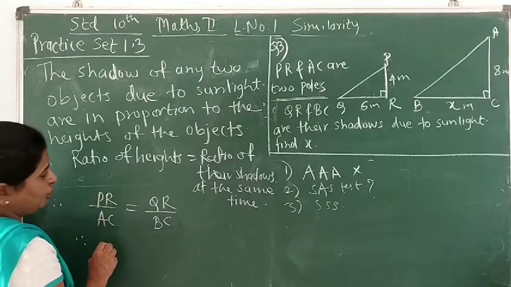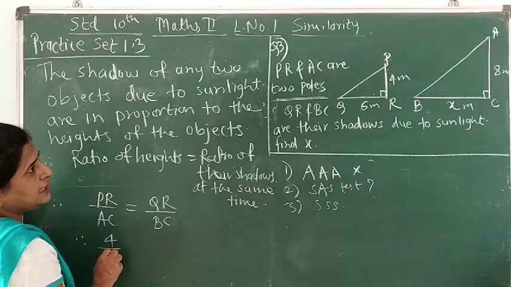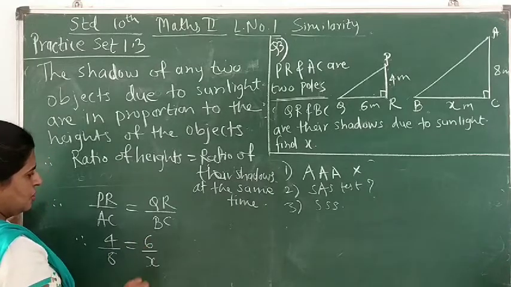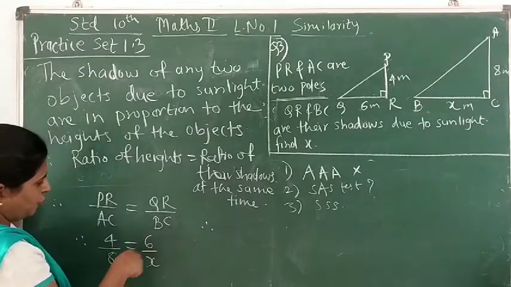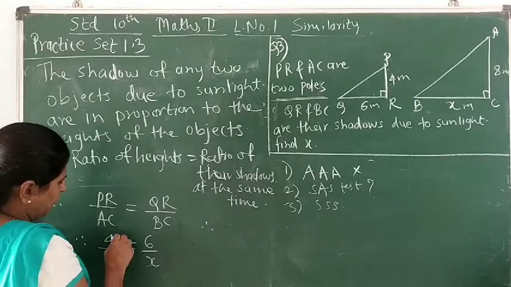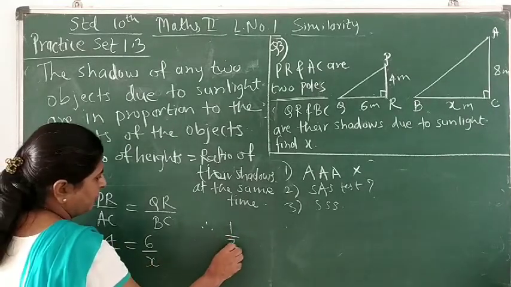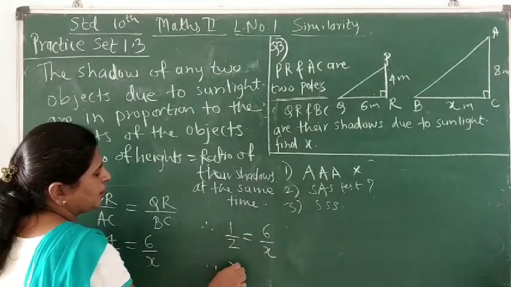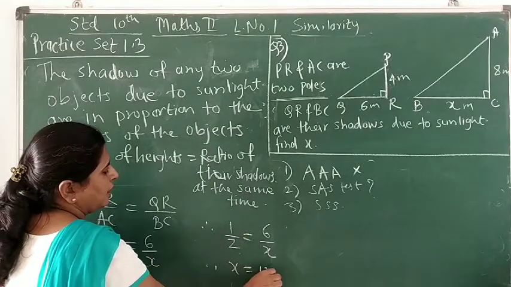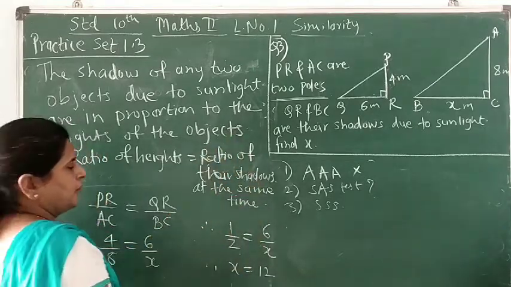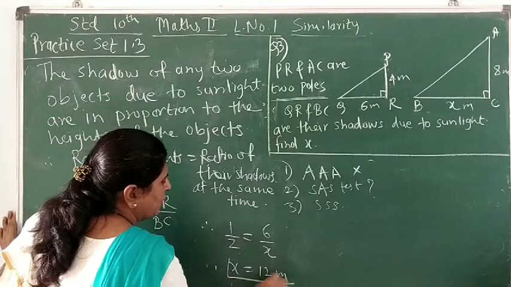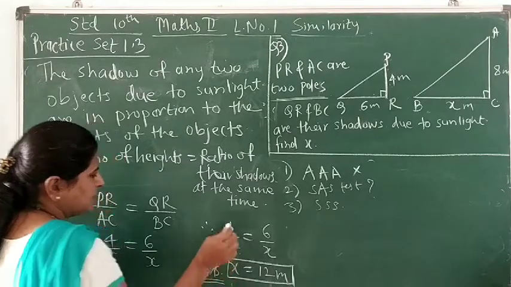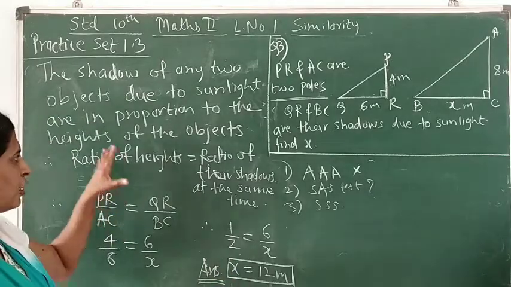Hence, value of PR substitute here 4, AC is 8, now QR is 6, BC is X. So how to get this answer? If you do cross multiplication, or if you divide, 4 ones are 4, 4 twos are 8, you will get 1 upon 2 is equal to 6 upon X. Now you do cross multiplication, so 1 into X is X, 6 twos are 12. So what is X? If the other things are in meters, this is also going to be in meters. So the value of X is 12 meters. In this way we can get our answer. So in this way we have solved this question 3.